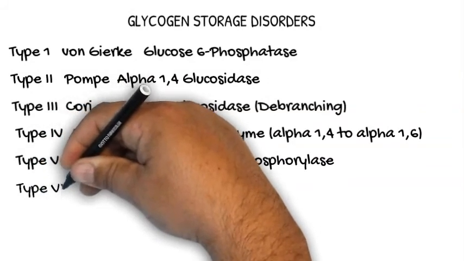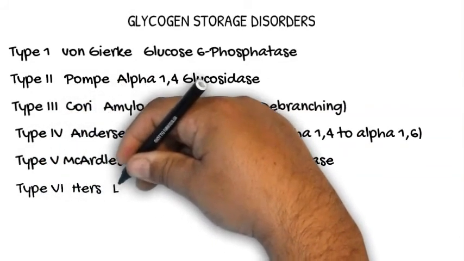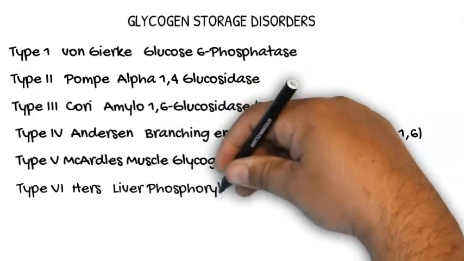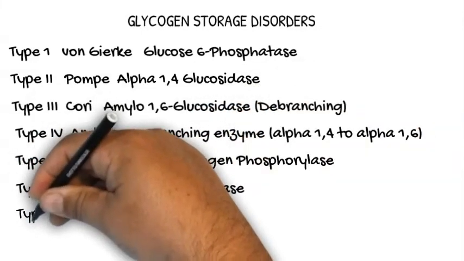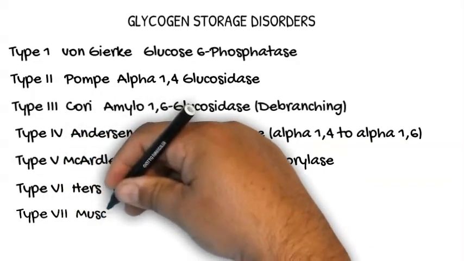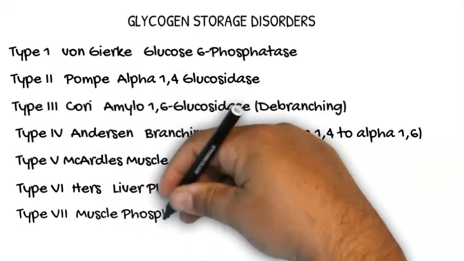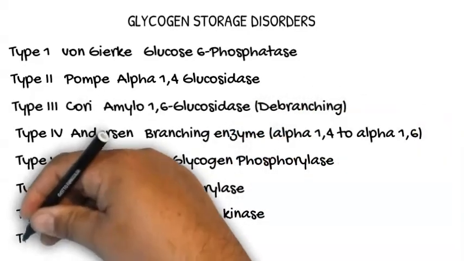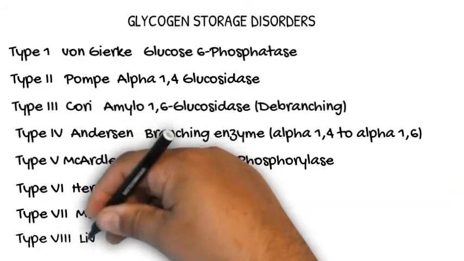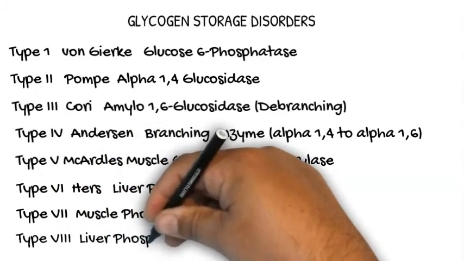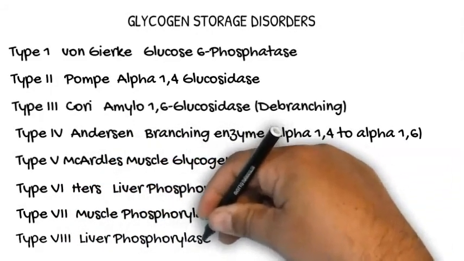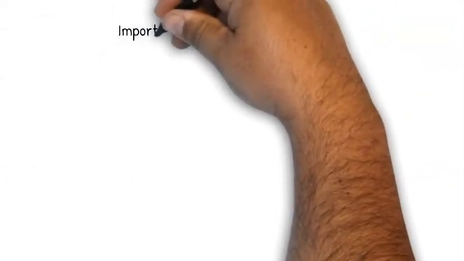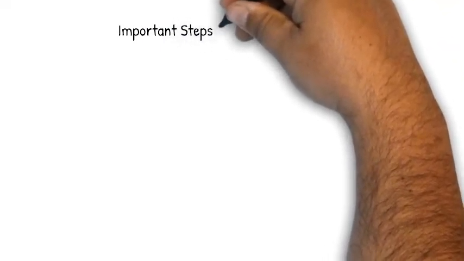And type 5 is McArdle's, which is very high yield. You'll always find the vignette saying that the patient complains of muscle pain after exercising. And then the urine is usually red in color due to myoglobin. And McArdle's is due to deficiency of glycogen phosphorylase. So type 1, type 5 are pretty high yield. And then there's type 6, 7, and 8.